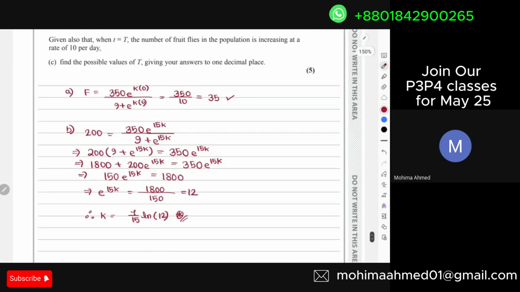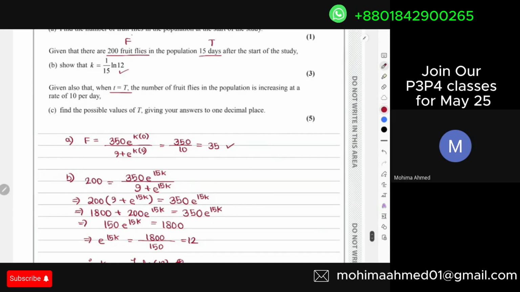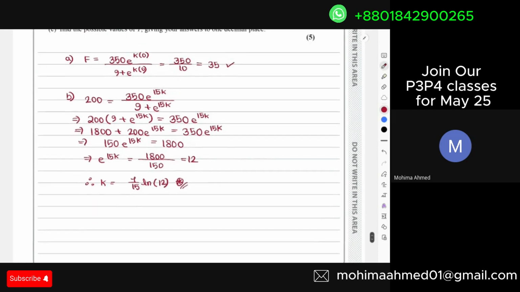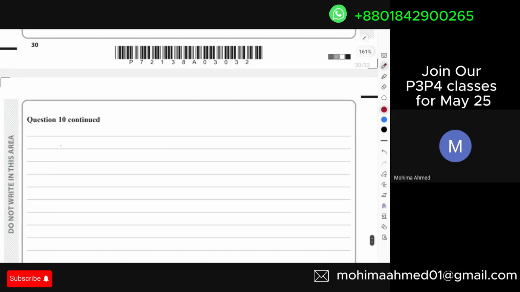Okay, now we're done with part B also. For part C, they are saying that when the value for t was capital T, the number of fruit flies in the population is increasing at the rate of 10 per day. Increasing at the rate of 10 per day means that your df by dt is actually 10. That means you have to find the expression for df by dt. You'll have to differentiate the equation. So for that differentiation, you have to do the fraction method, or quotient method.